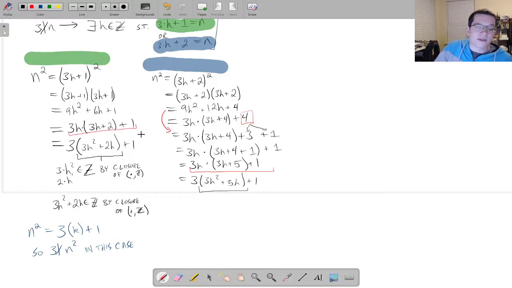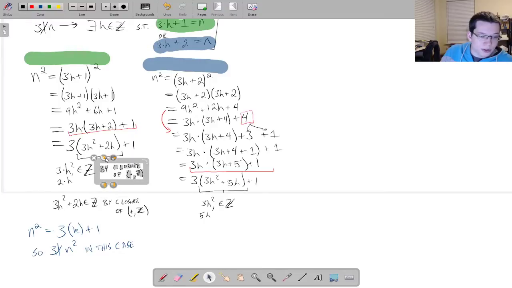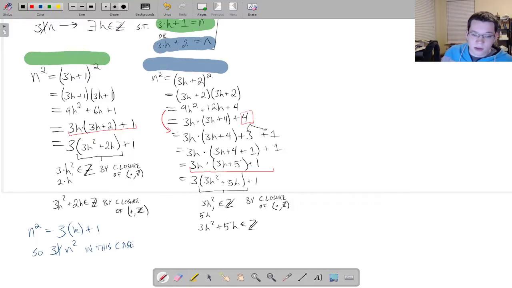Now we've got to do the same kind of thought process to the other side. So 3h squared is an integer, and 5h is an integer, both by closure of multiplication in the integers, and then 3h squared plus 5h is an integer, again by closure of addition in the integers.